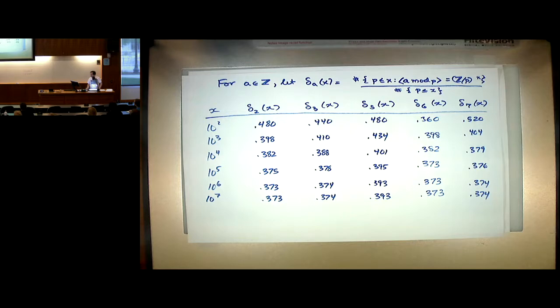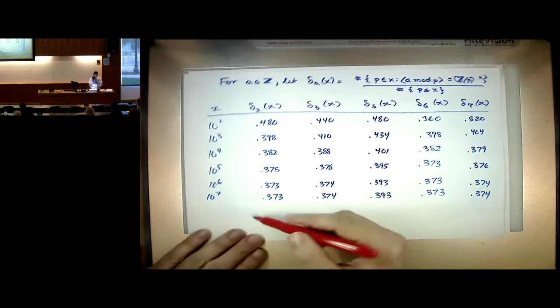Huh? The last two rows. What about the last two? They're the same. They're the same? Look at 5 compared to the others. It seems to be stubbornly clinging to around 0.39 compared to the others.